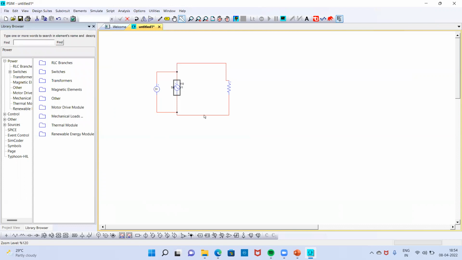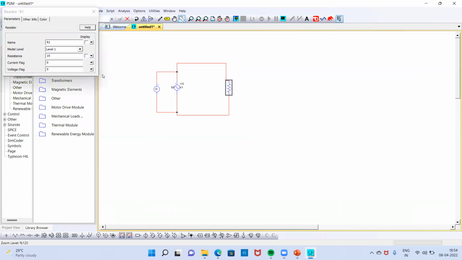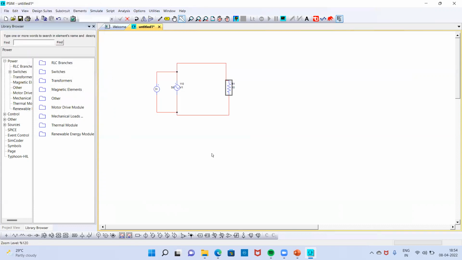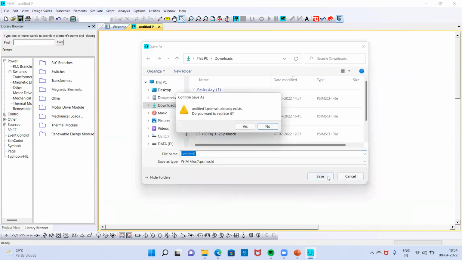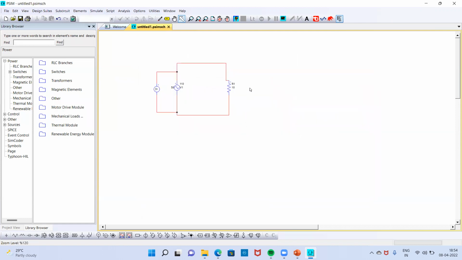So my circuit is ready now. Don't worry about this R value. Let it be a 10 ohm resistor, and I have connected this source to this R load. Now I am going to save this one, and there is a thing here.